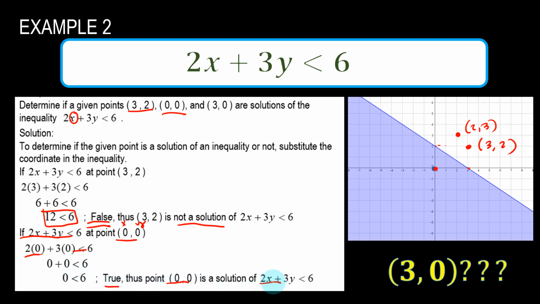And for your task, if you are still listening there, could you please answer, what if 3 and 0 is our point? Is it part of the solution? Can you verify it? Just pause for a while and answer on the comment section below, or answer on our class if you want to participate.